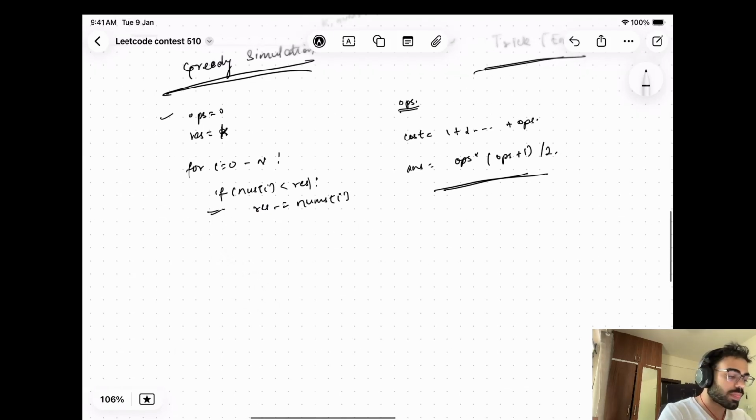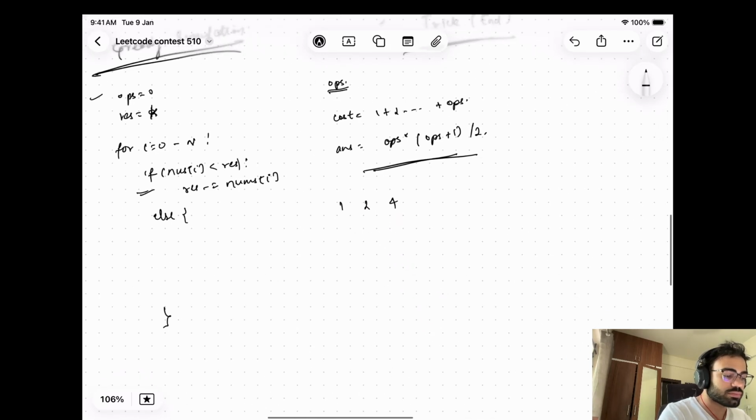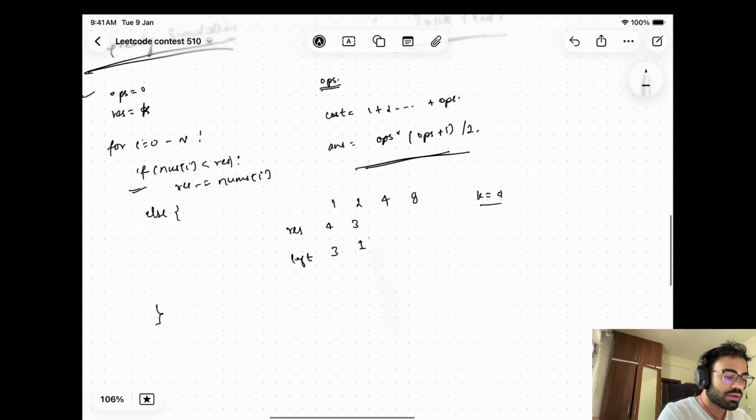And if it's not, what are we going to do? Let's say we have 1 2 4 and then we have 8. K equals 4. We start with initially 4 resources. After each operation we are left with 3. What is the number of resources here? 3. We are left with 1. Can we complete this one?